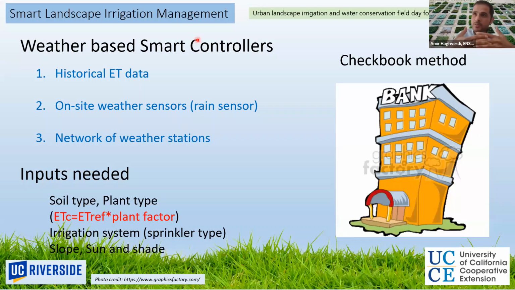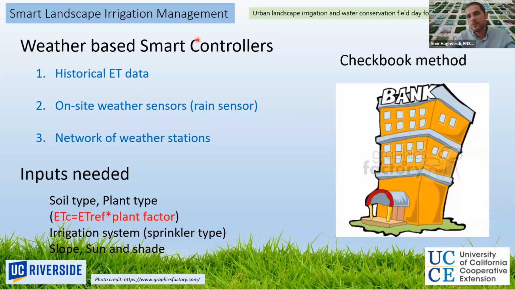The second type is that they come with on-site weather sensors, and that's the type that we usually use, and we saw over and over in our research projects that they are good, at least the type that we use. I'm going to talk about that in more detail in later slides. They usually come with a rain sensor and also a small weather sensor that usually only measures temperature, but uses a simple model to calculate reference evapotranspiration.